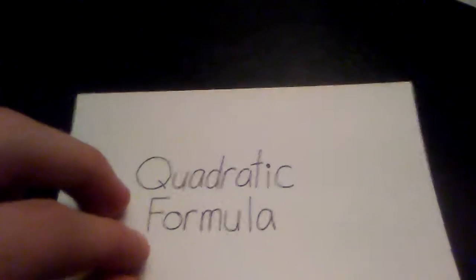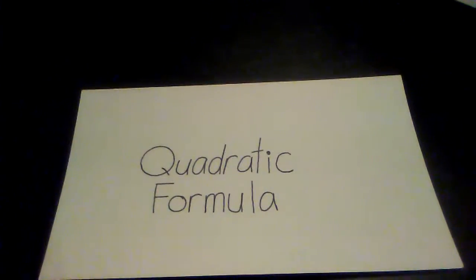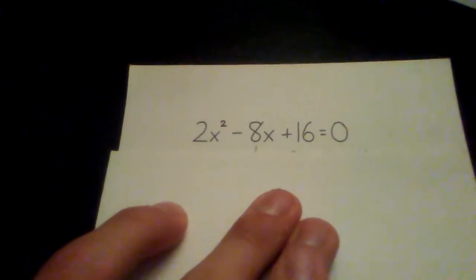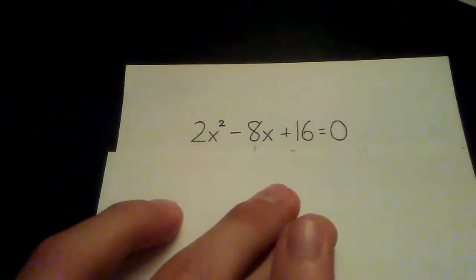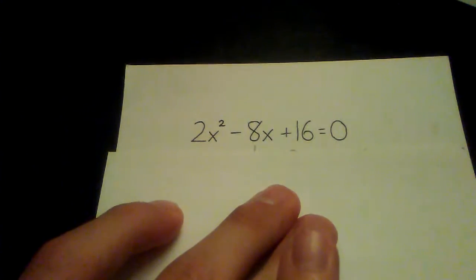Today I'm going to demonstrate to you how to solve the quadratic equation using the quadratic formula. So, first of all, we want to know the quadratic equation we're going to use. For this tutorial, I'm going to use 2x squared minus 8x plus 16 equals 0. For that 0, it has nothing to deal with, so don't worry about what happens to it.